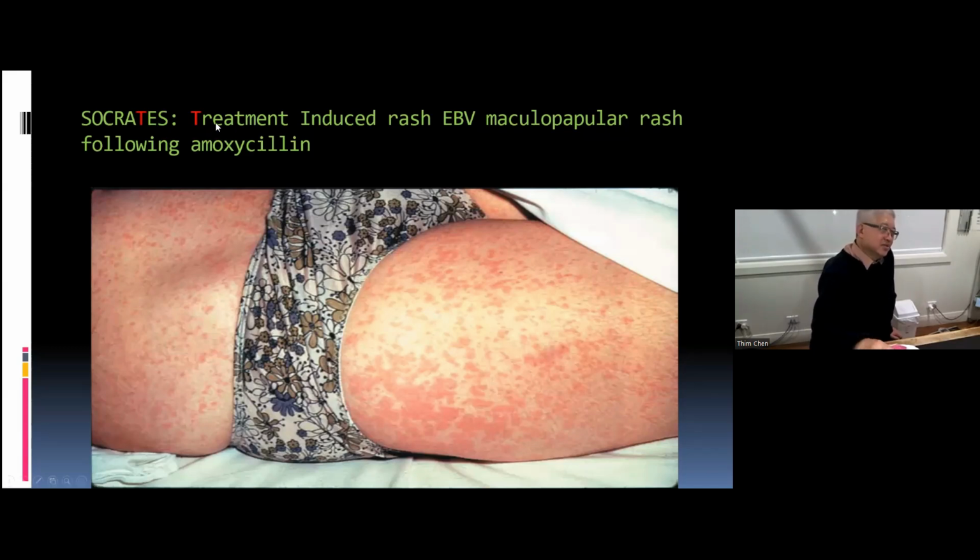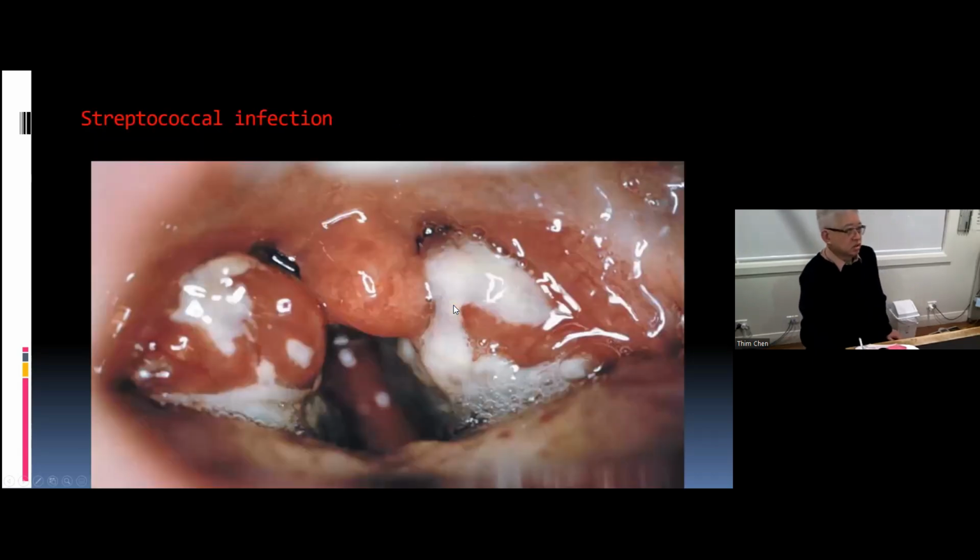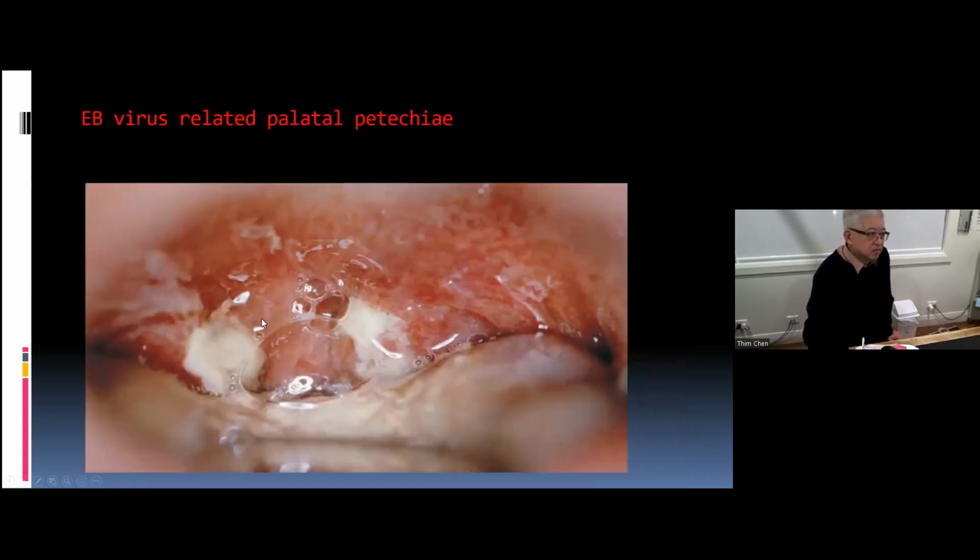So T for treatment. These are the patients that got EB virus, and we started him on amoxicillin, and you can see that 95% have got macular papular rash. So this is one of the drawbacks of starting antibiotics in a sore throat. Because if you look at the sore throat, this is streptococcal infection, and you see that there are exudates on the tonsil, tonsils are enlarged. But we look at EB virus, not much help. They also have exudates, they are there.